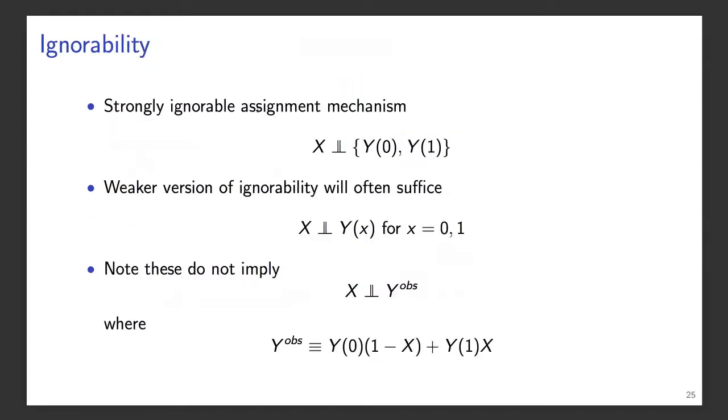So one additional assumption that we would typically make if we were doing a randomized experiment is that we would be willing to assume that the treatment assignment is independent of potential outcomes. This is sometimes called a strongly ignorable assignment mechanism. This implies a slightly weaker independence assumption that X is independent of the potential outcomes marginally. But in either case, under a randomized experiment, we would expect this to be true.